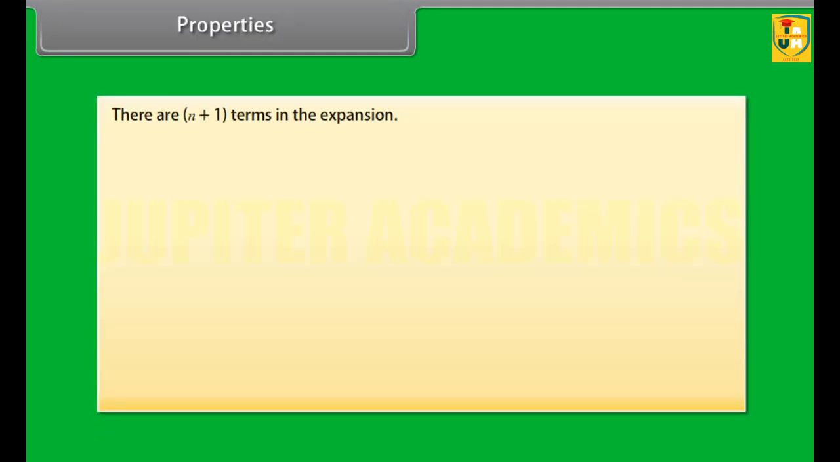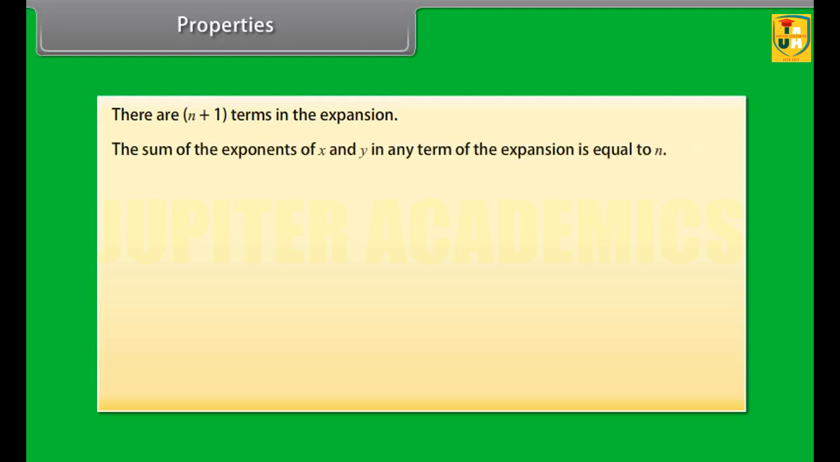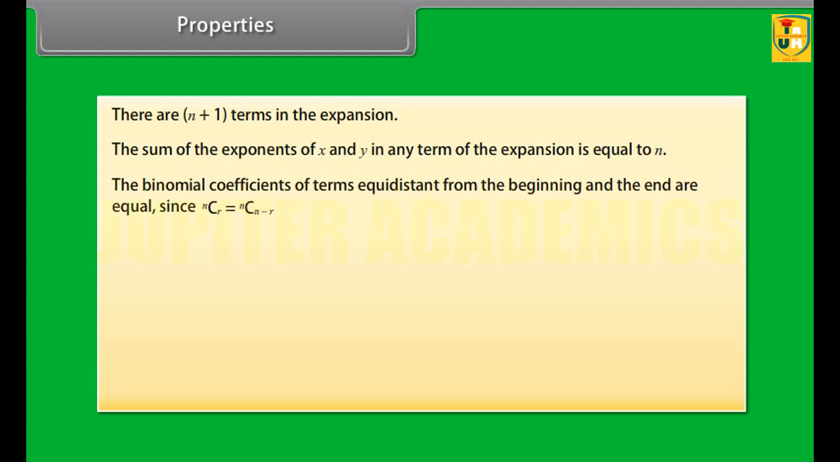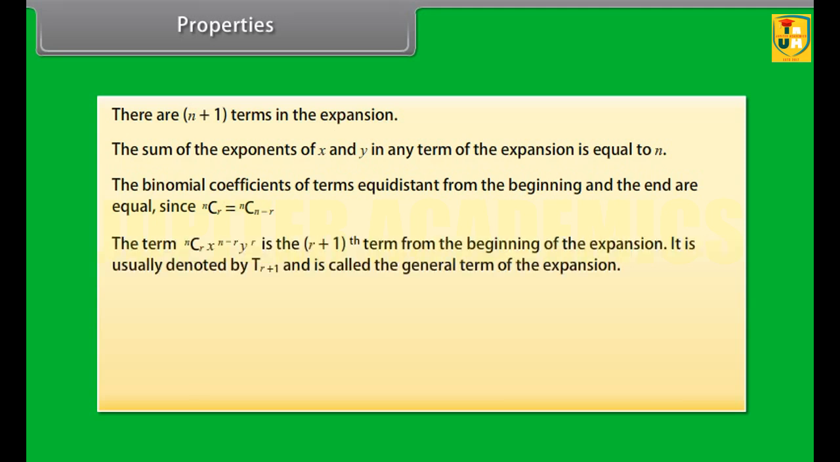Properties. There are n + 1 terms in the expansion. The sum of the exponents of x and y in any term of the expansion is equal to n. The binomial coefficients of terms equidistant from the beginning and the end are equal, since nCr is equal to nC(n - r). The term nCr times x raised to power (n - r) times y raised to power r is the (r + 1)th term from the beginning of the expansion.